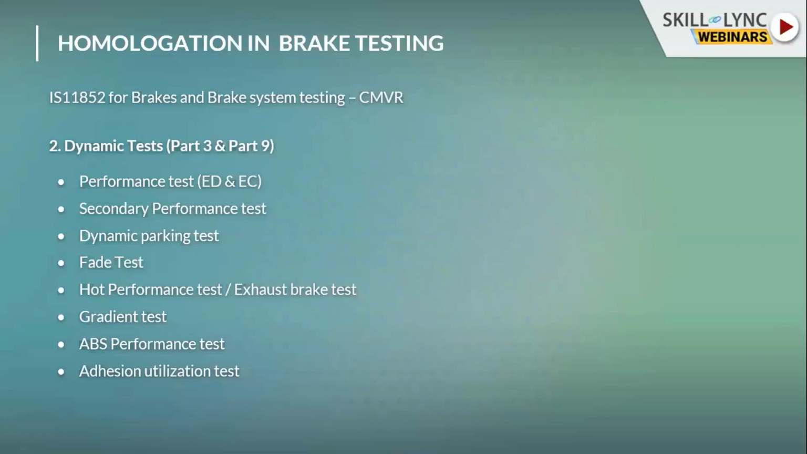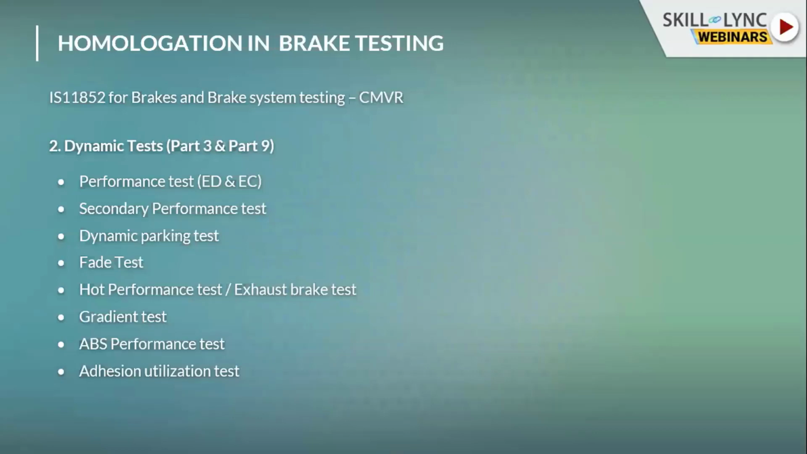So next comes the fade test. The fade test checks how good the performance of the linings is based upon the repeated application of the brakes or the continuous application of the brake. Next comes the hot performance test of the exhaust brake test.